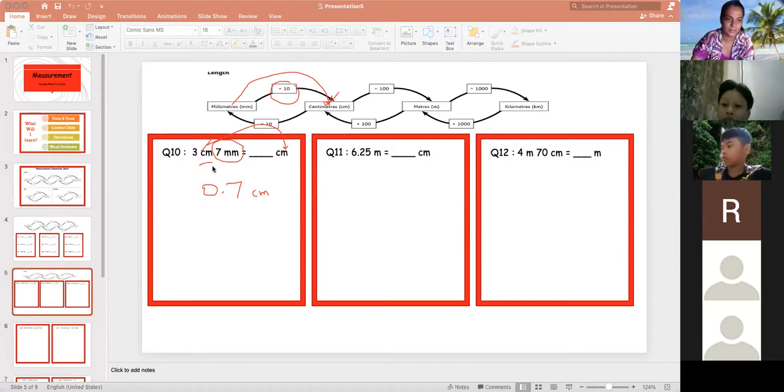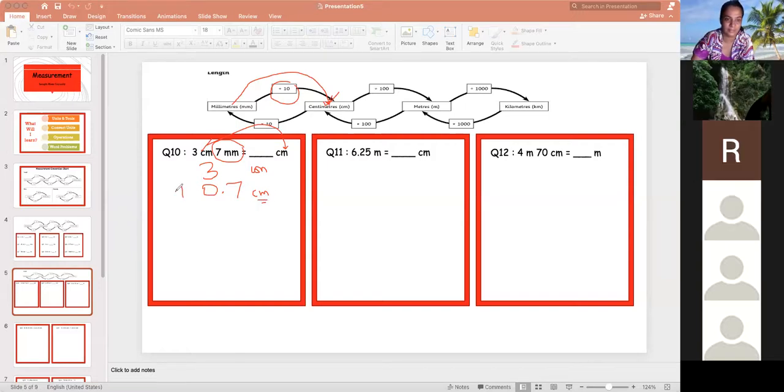Alright. 3 itu akan tinggal sebagai 3. This will be 3 centimeters. Okay, and 7 millimeter ni akan jadi 0.7 centimeter. So kita tambahlah dua-dua unit ni. This is 3.0. So kamu akan dapat 3.7 centimeter. Faham? You must change the unit that you need to change only.